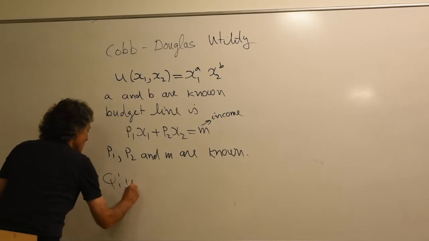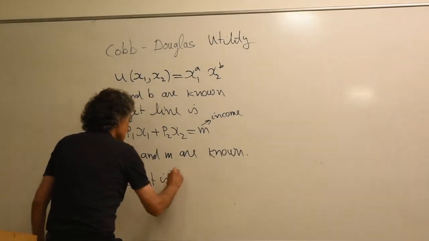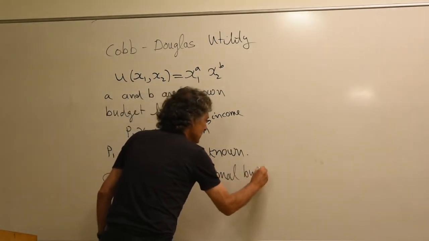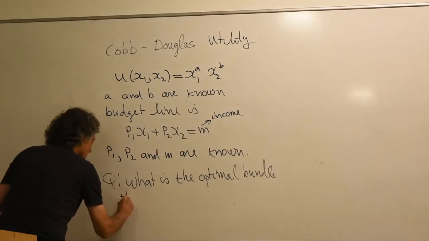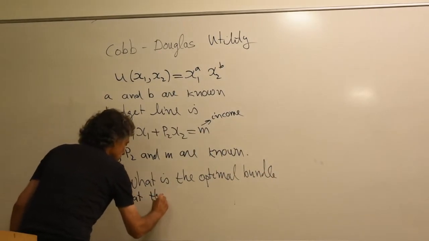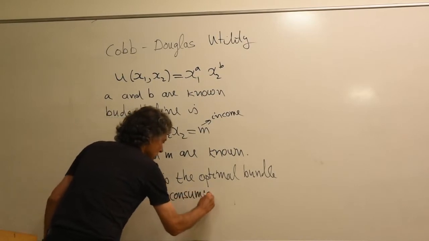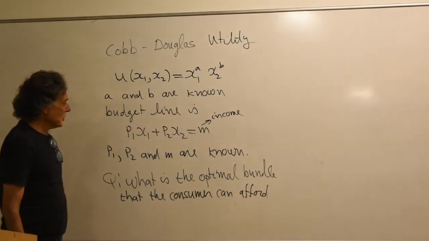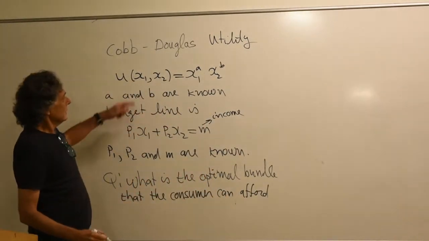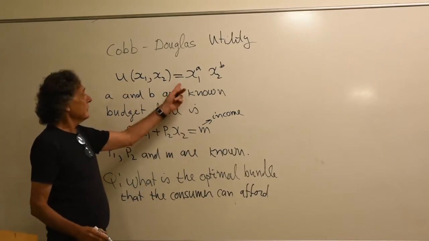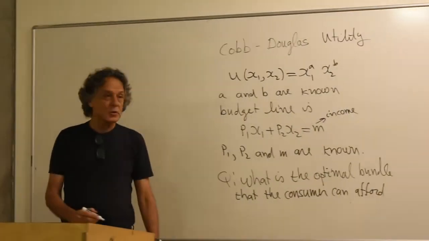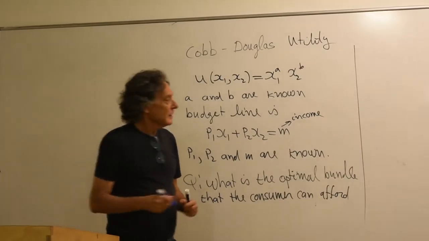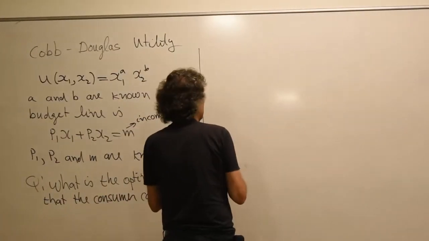Question: what is the optimal bundle that the consumer can afford? When I say the consumer, I mean the one that has the income M and faces utility x1 to the A, x2 to the B. So first of all, as before, this will be a repetition, but it's important to remember.